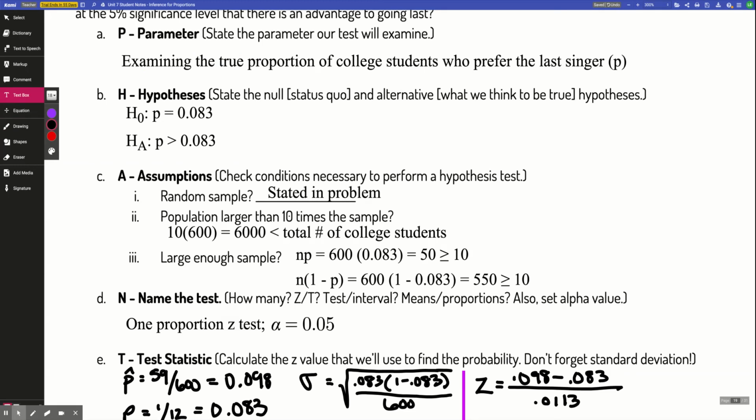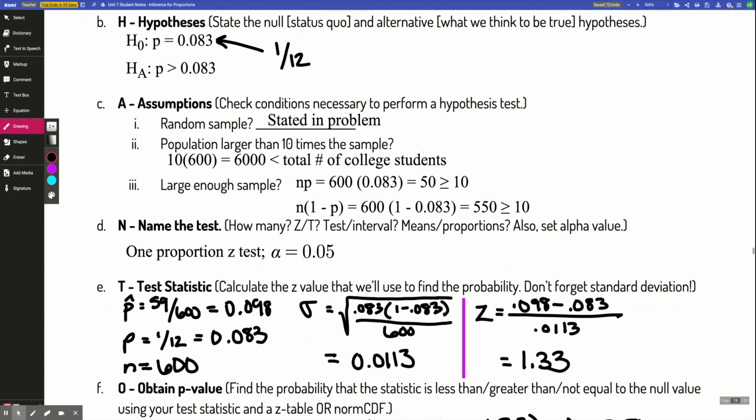So my parameter is the true proportion of college students who prefer the last singer. My null hypothesis is that that proportion is 1 out of 12, which is 0.083. Now, if we are trying to prove that there actually is an advantage to going last, we would say that the proportion of people who prefer the last singer is actually greater than 1 out of 12, so greater than 0.083. So that's my alternative hypothesis.